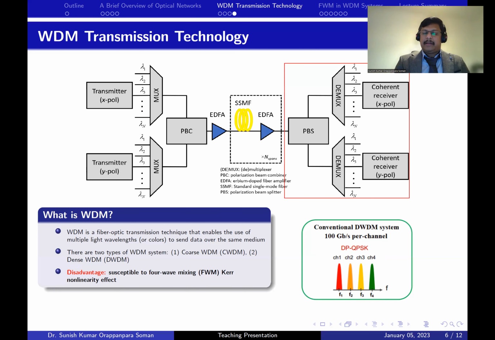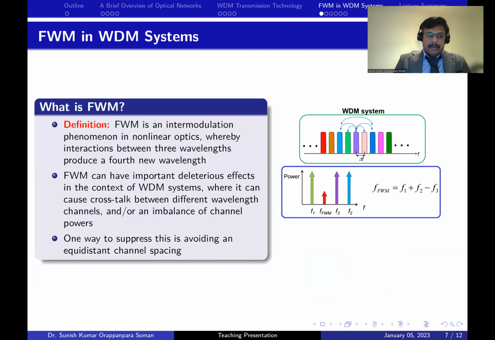So this is how we can increase the capacity of the optical fiber network. Even though WDM has several advantages, the disadvantages are also there. Four-wave mixing is one of the predominant fiber nonlinearity effects. So WDM systems are susceptible to the four-wave mixing problem. Here we will talk a little more about four-wave mixing.